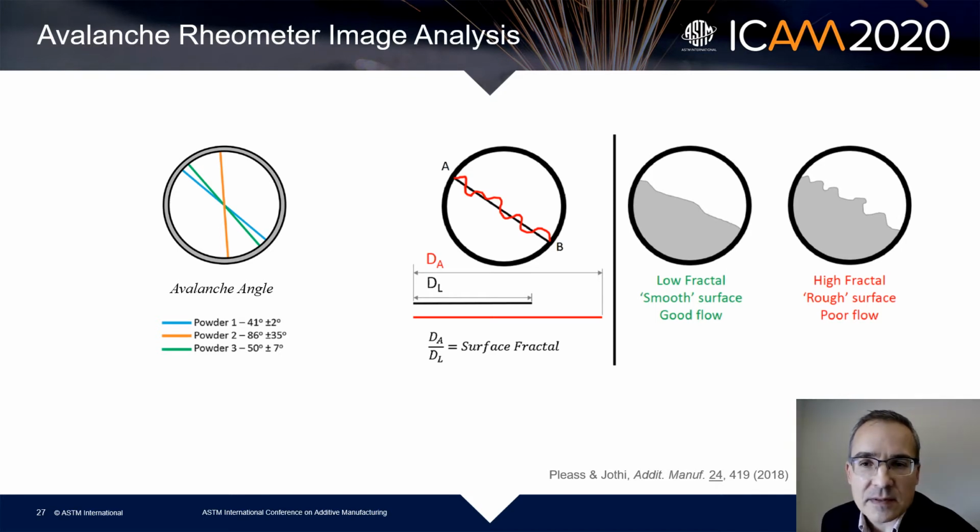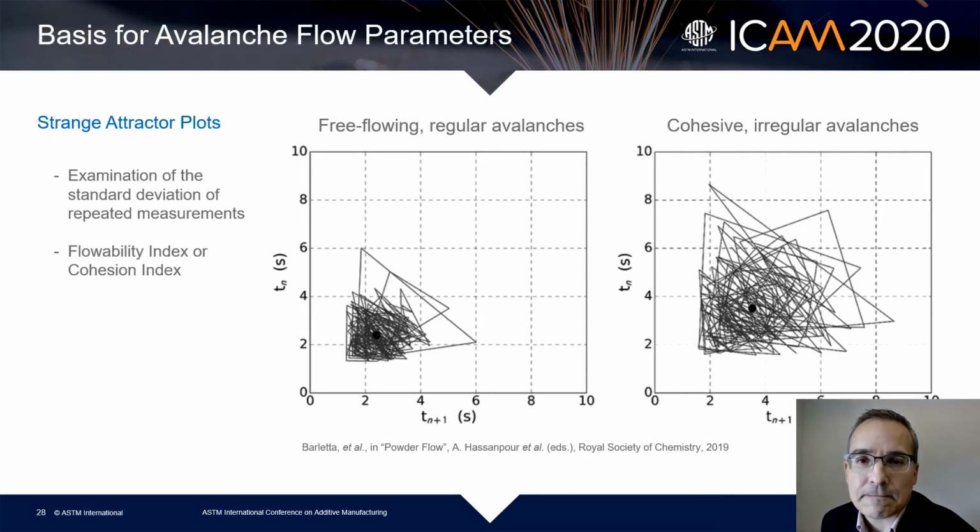This figure shows how the software analyzes some of these. In the case of avalanche angle, it's basically averaging over a number of avalanches, up to 100 or so, the angle of the powder before, after, or during the avalanche. And then for things like surface fractal, it looks at the linear line comparison to the fractal of the actual surface to show smoothness of surfaces and how that relates to flowability.